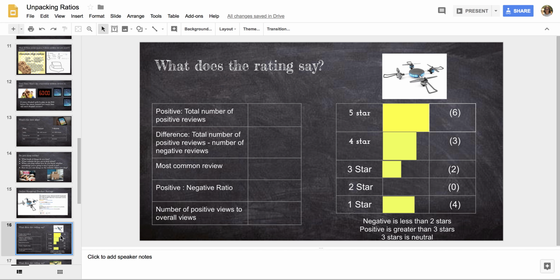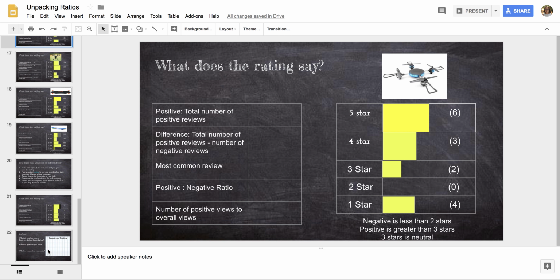So they go through several examples talking about topics they're interested in. And finally, our slide that talks about reflection and what they learned.